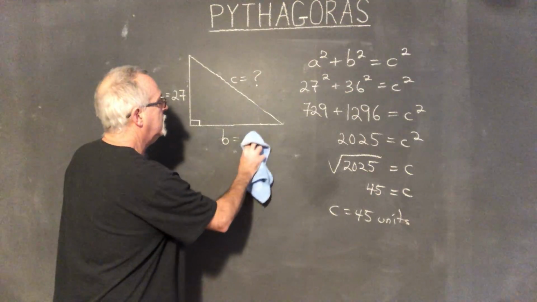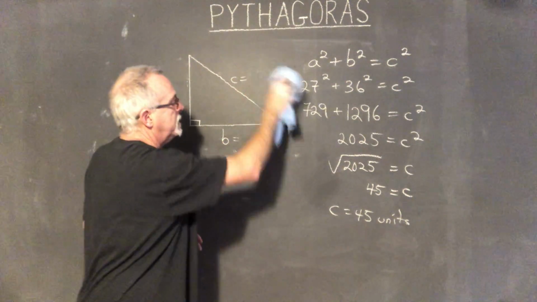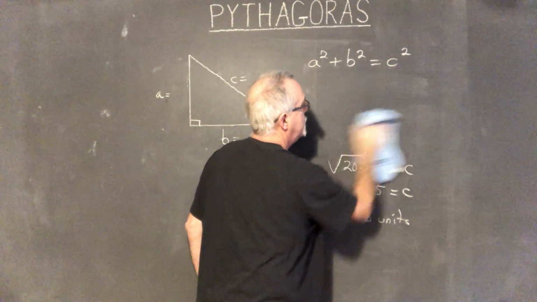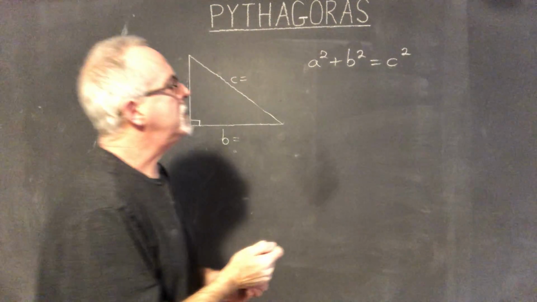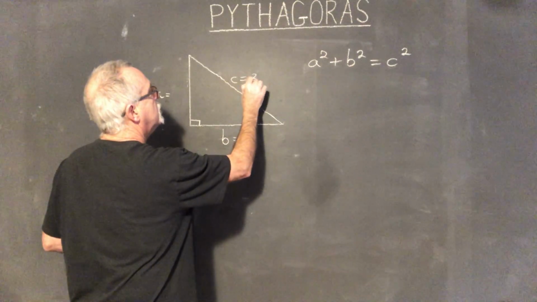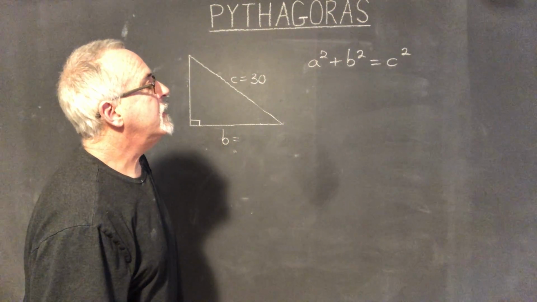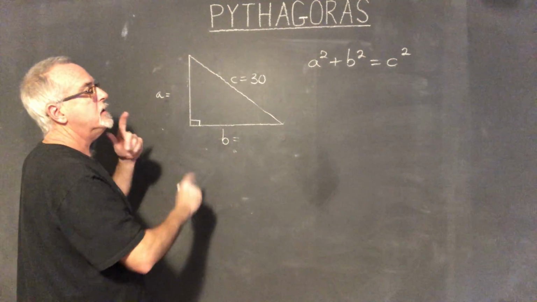I'm going to erase the 36 and the 27 and this question mark. I'm going to keep the formula up there because we keep needing it, and erase that whole example. Now, which one do I feel like using? I'm going to say c is equal to 30, and one of a or b is 20.